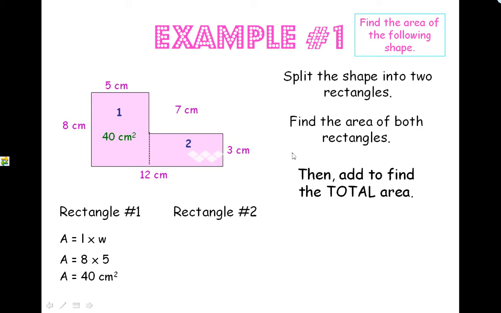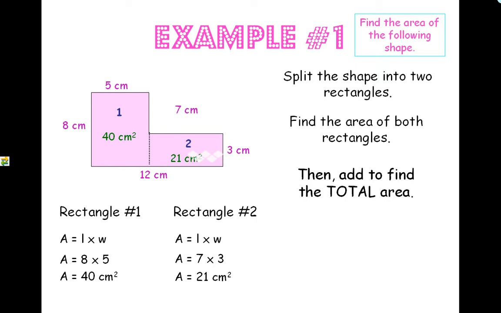So rectangle number 2. The area, once again, is length times width. You notice here that the length is 7 and the width is 3. Don't let this 12 throw you off. That 12 is the bottom of this whole shape. But the length of rectangle 2 is only 7. And 7 times 3 will give you 21.